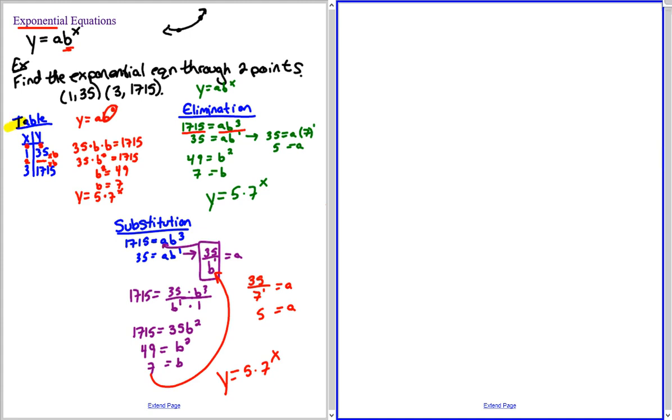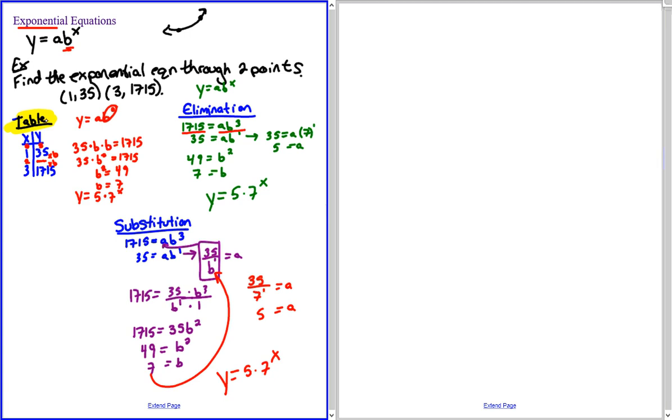You can set up your table and logically think it through. I do need to see some kind of work here. You can set up elimination. Note, when you're doing elimination, you want your higher exponent on the top. So whichever of these 2 points, whichever x value is bigger, that one you want to go on the top. Otherwise, you get a negative exponent. Or you can do substitution, where you solve for one of your variables and substitute them in.